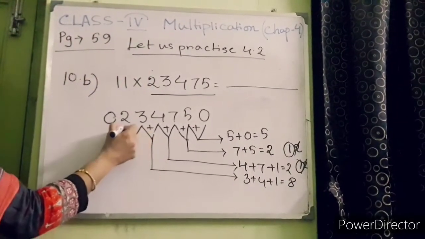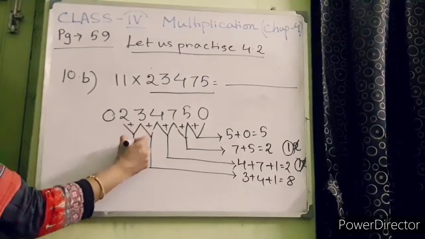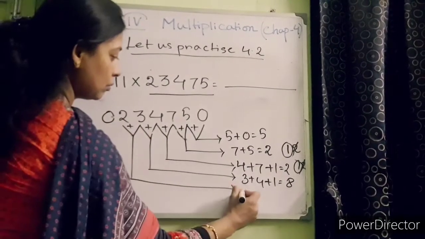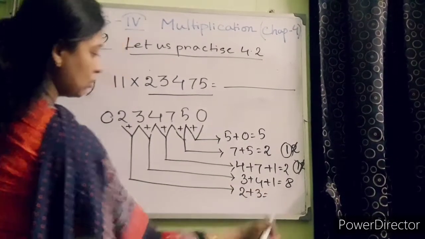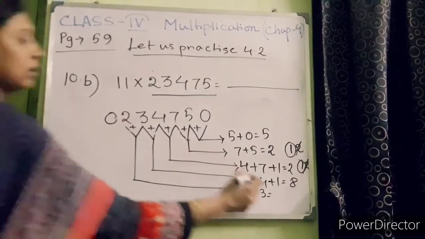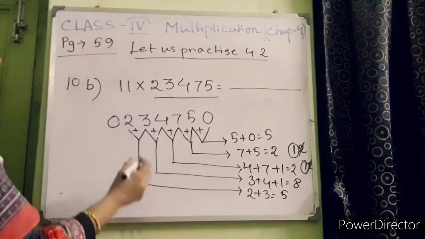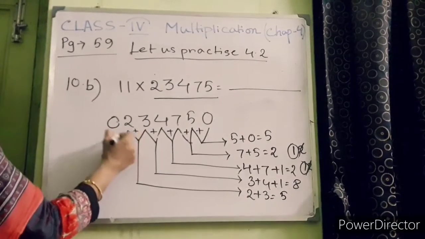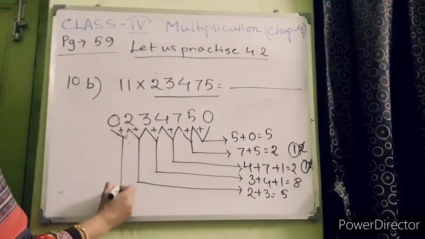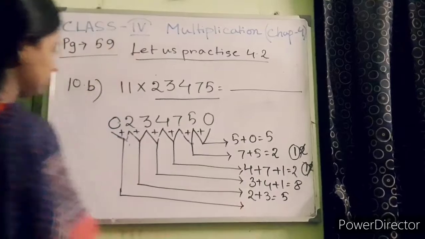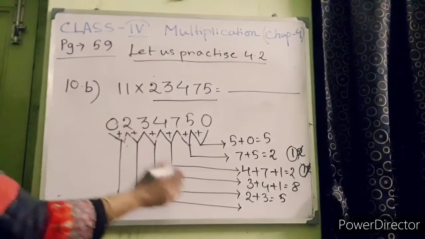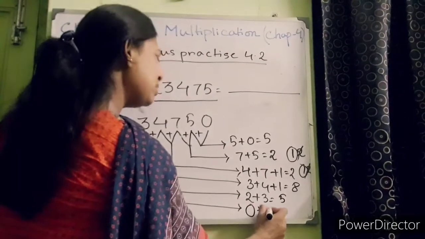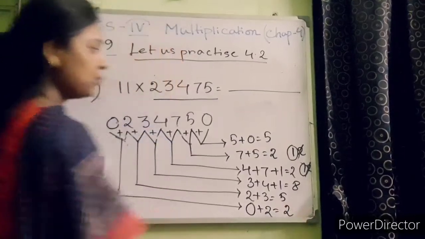Then you have to add 3 plus 2. So 2 plus 3 is 5. Which one is left? The last 2 digits, 2 plus 0, or 0 plus 2. So 2.